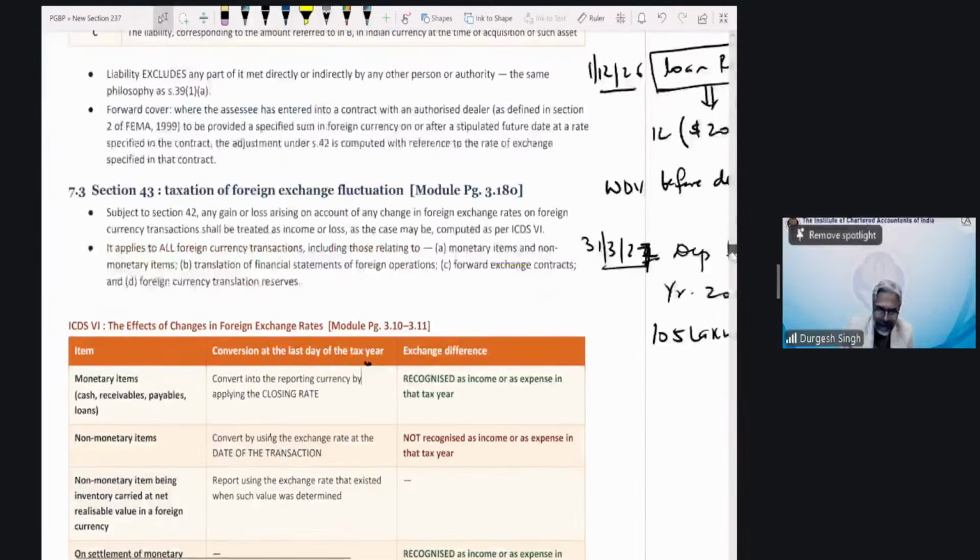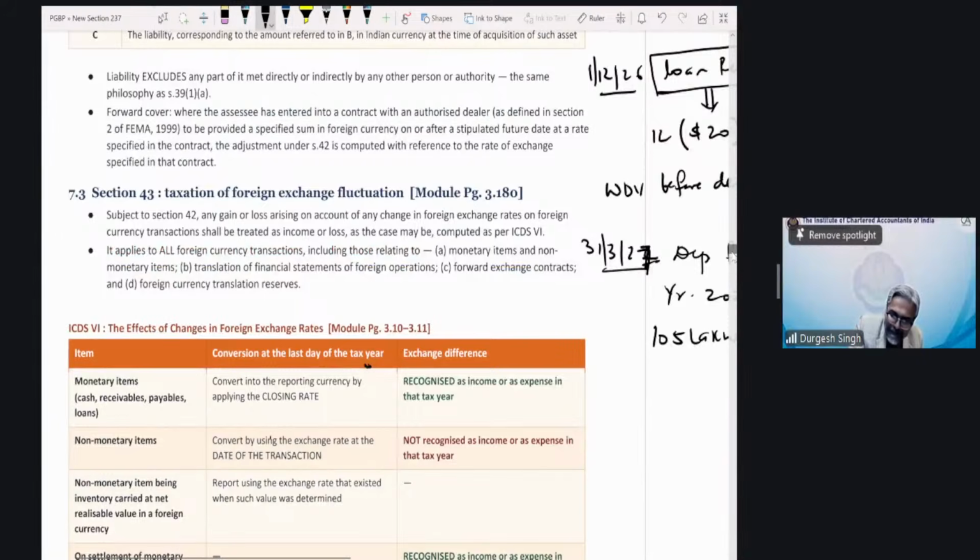Can you see that? Last day of the tax year means, are they telling you that it is the year of payment, or is it the last day of the tax year? Last day of the tax year. So what you will do in this case is compare the closing rate and the spot rate. And that, students, will be recognized as an income or expense in the tax year.